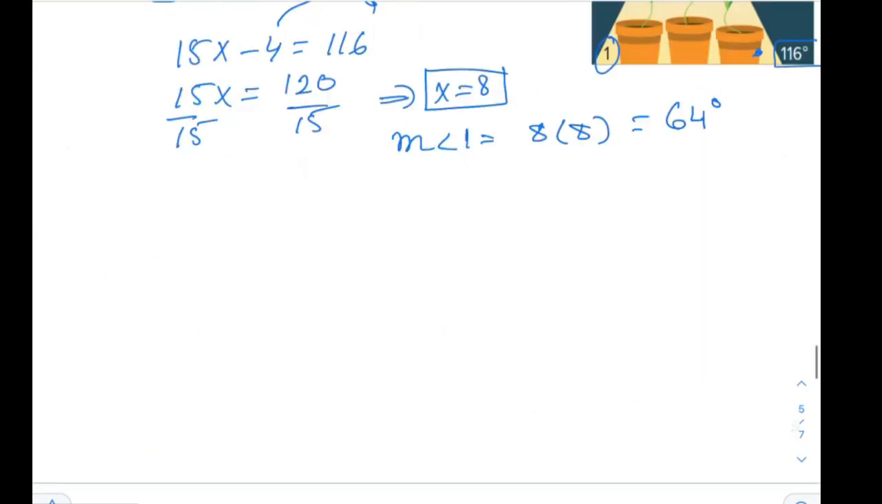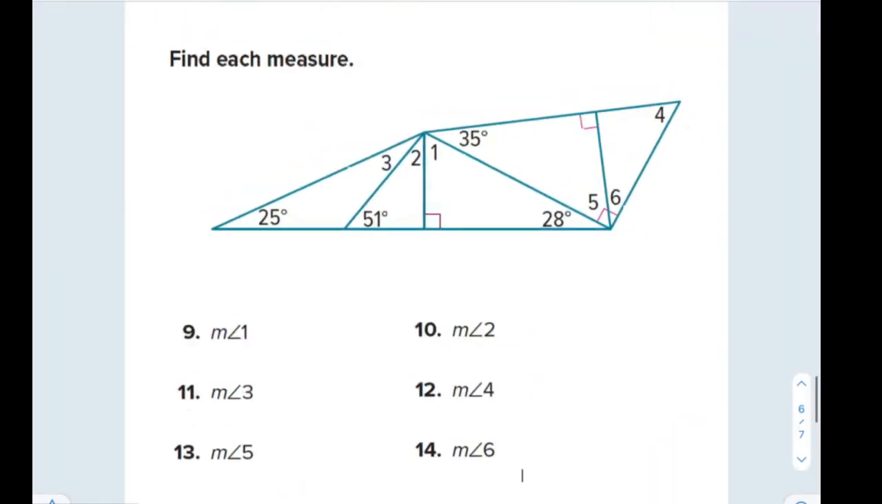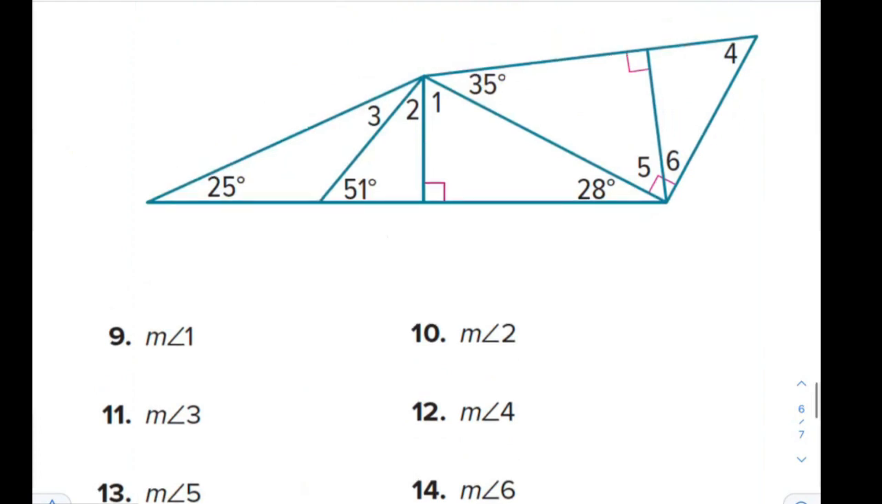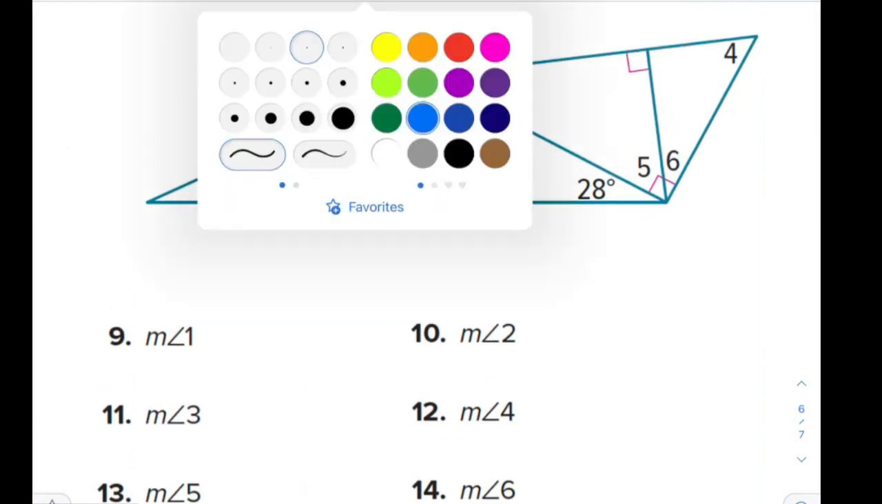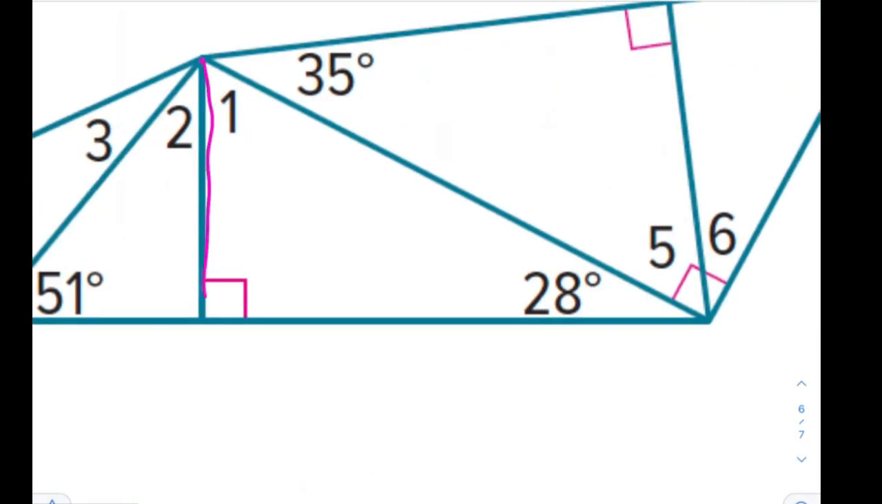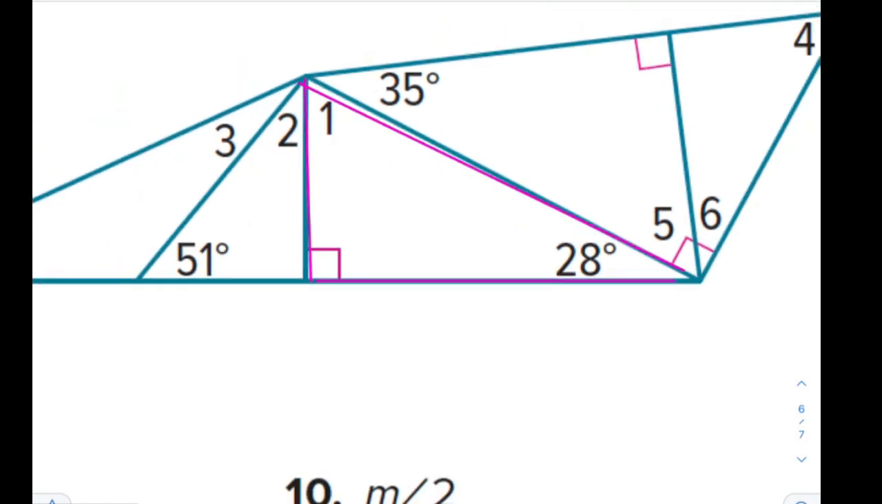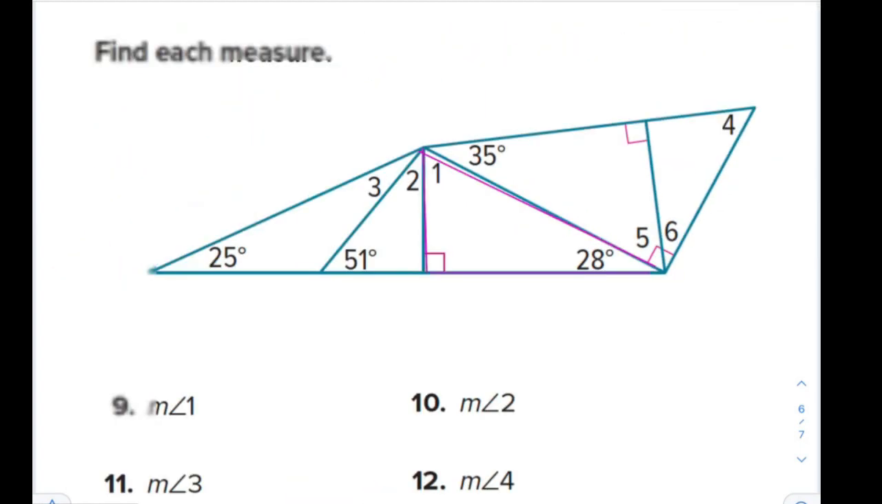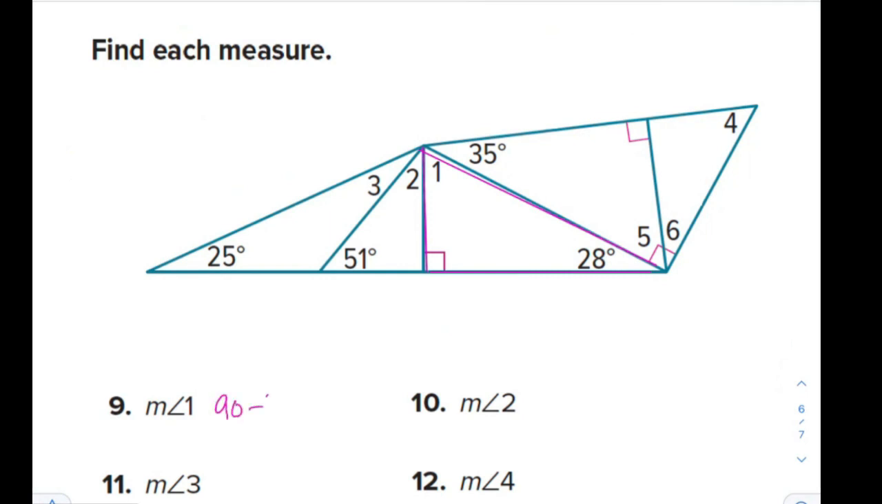Okay, next, question 9 to 14 are all based on the same sketch. So we will try to analyze them directly. Let's see. First of all, angle 1. Angle 1, as you see, is in this right triangle. So directly, angle 1 will be how much? Complementary with 28. So angle 1 is 90 minus 28, which is 62. So this is 62.